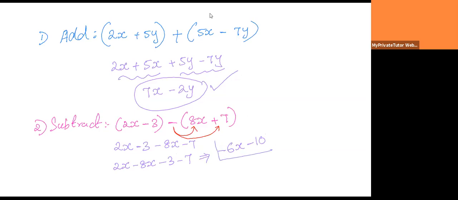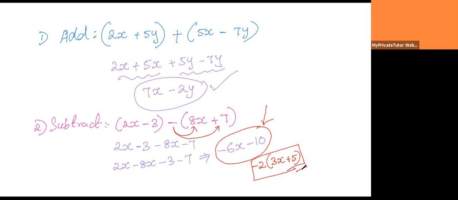But check whether we have any common term in this. What do you think? I think we have a common factor of 2, because both 6 and 10 are divisible by 2. Both are negative numbers, so let's take minus 2 as the common factor. If we take out minus 2, you will get 3x plus 5. So that's the final answer, the simplest form of the expression.